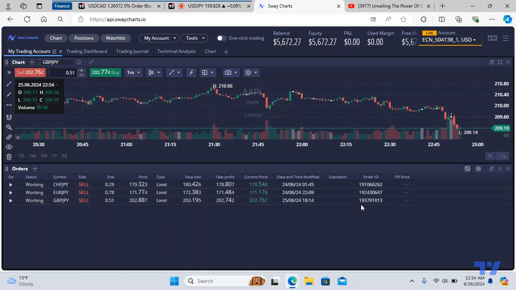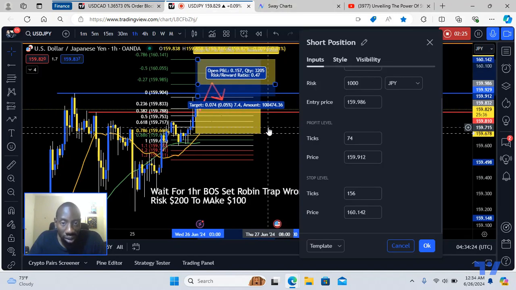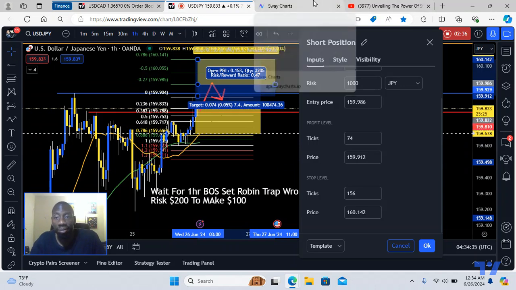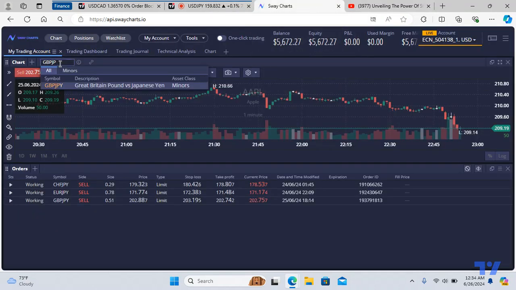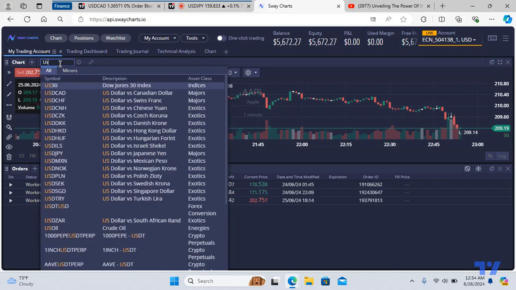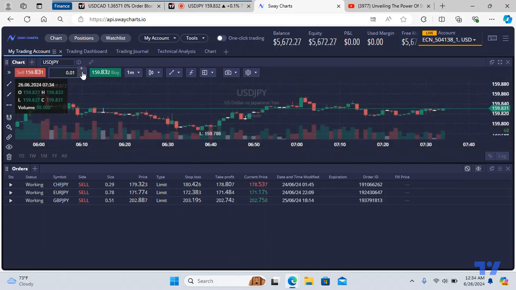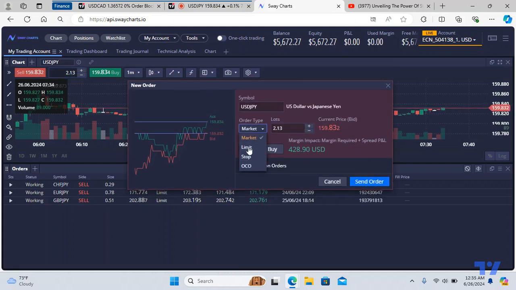So for this pair, I need 2.13 lot size, right? So I'll go to USD JPY right there. Enter the lot size. I need 2.13. And then we're doing a sell limit order. So we go here, limit order.